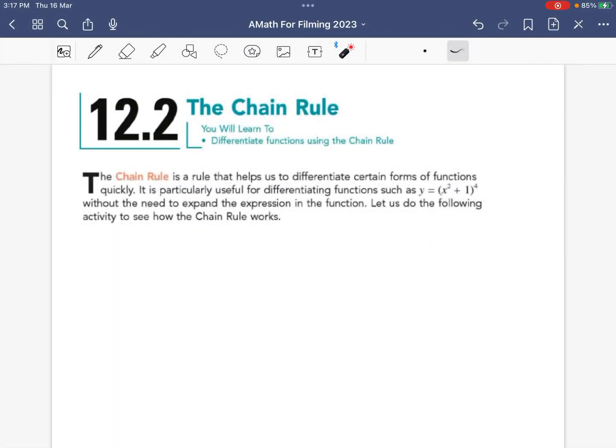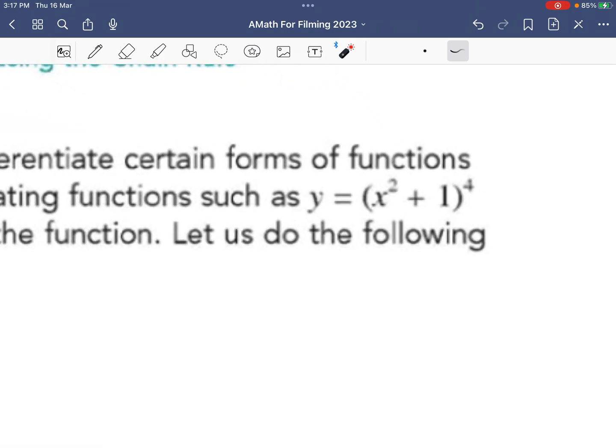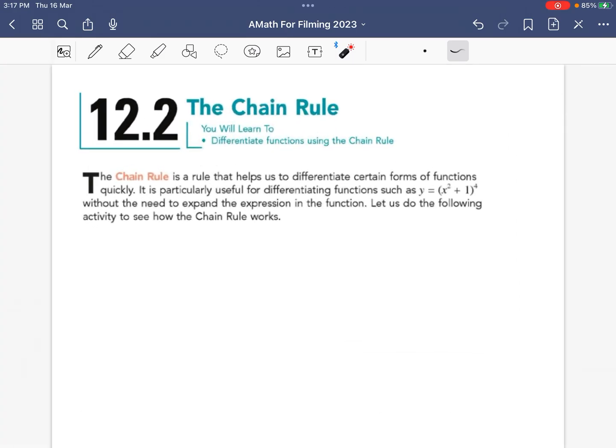Okay, today we have 12.1, the chain rule. So we have learned how to differentiate quite a few different functions. Now today we're going to focus on something that looks something like this. Notice that there's a power 4 there. Do we need to actually expand this using the binomial theorem so that we can differentiate each of the different terms? We don't need to do so because we have a tool, and that's called the chain rule itself.